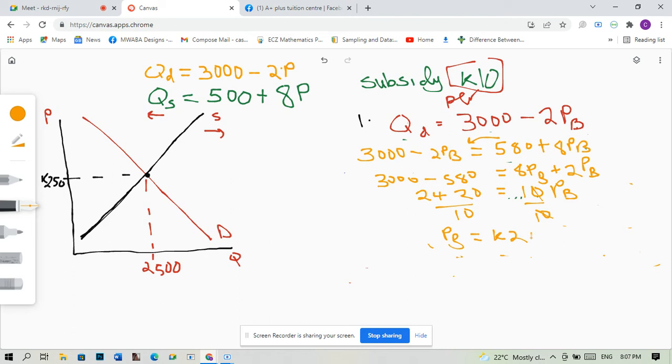So now the consumers are paying less. Okay, earlier on the consumers were paying 250 kwacha. Now they're paying 242 kwacha.